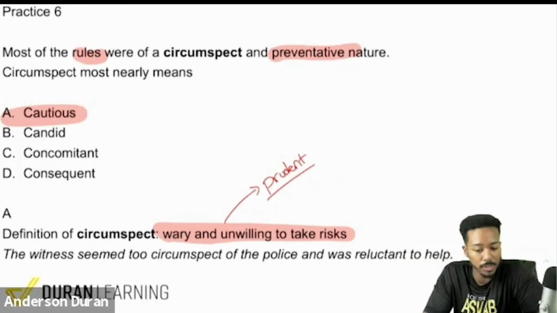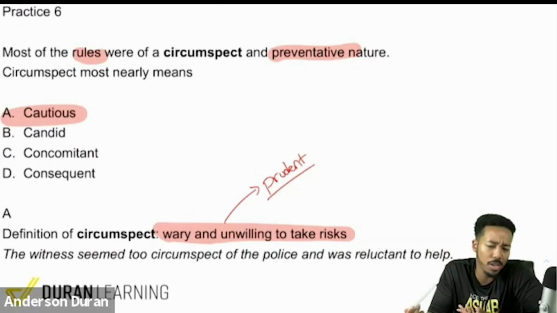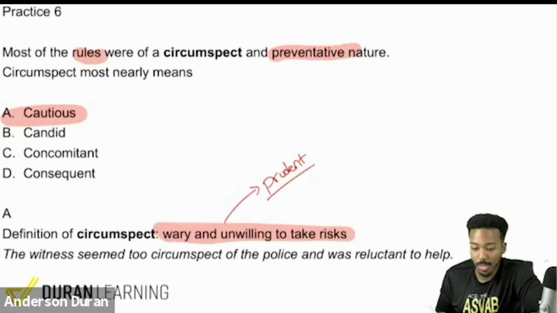So the witness seemed too circumspect of the police and was reluctant to help. So I think we've all seen that before, depending on where you live. If you've ever seen police interact with people in their neighborhoods, a lot of people are like, didn't see anything. Didn't see anything, right? That may happen. And most times it's because they don't really want to get involved. That's fair. Yeah. 3, 2, 1, let's go.